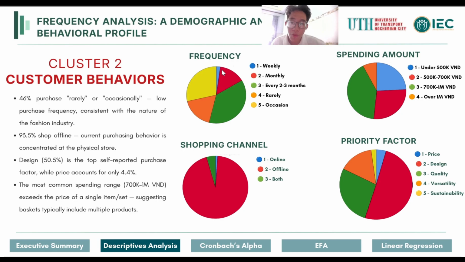Not many people shop every week, and 93.5% of them love to buy in the physical store, and design is the main point that makes them buy a product in the shop. The most common spending ranges from about 700,000 to 1 million Vietnam dong. So there is a risk for a single item, which leads them to typically buy more than one product when they go to shop X.